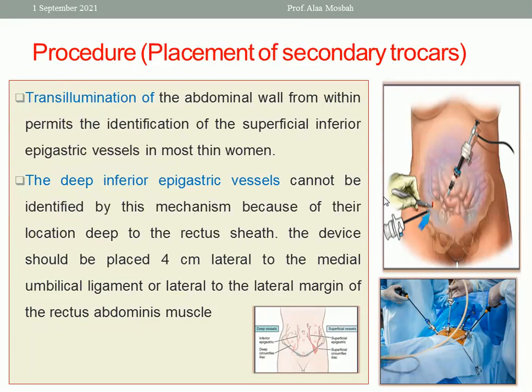Transillumination of the abdominal wall from within permits the identification of superficial inferior epigastric vessels in most thin women. The deep inferior epigastric vessels cannot be identified by this mechanism because of their location deep to the rectus sheath. The device should be placed 4 centimeters lateral to the medial umbilical ligament or lateral to the lateral margin of the rectus abdominis muscle to be safe.